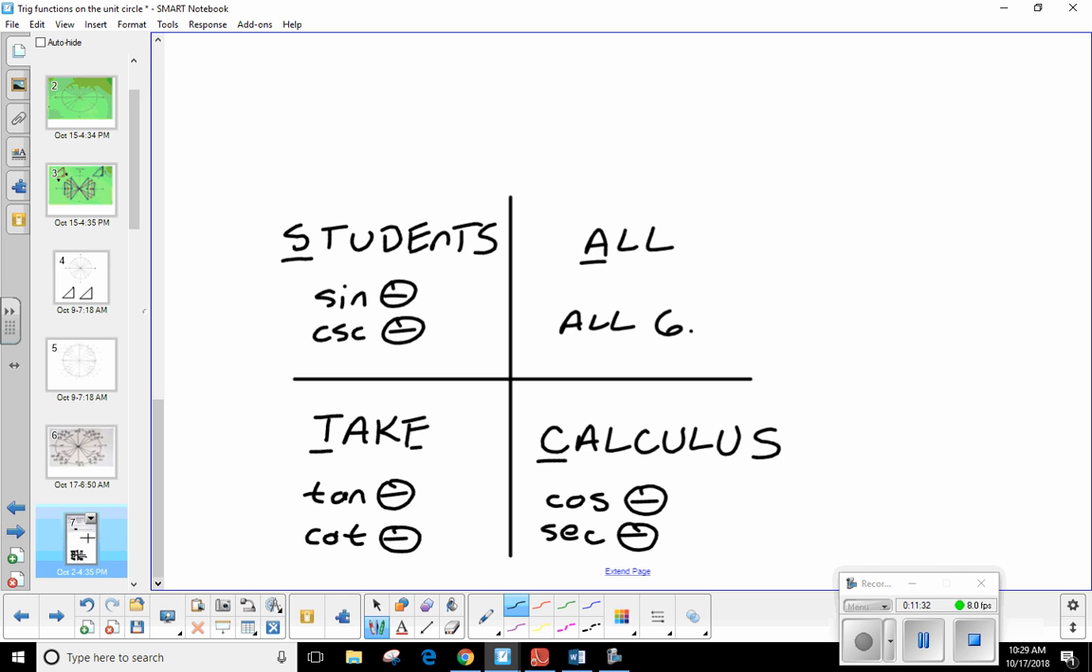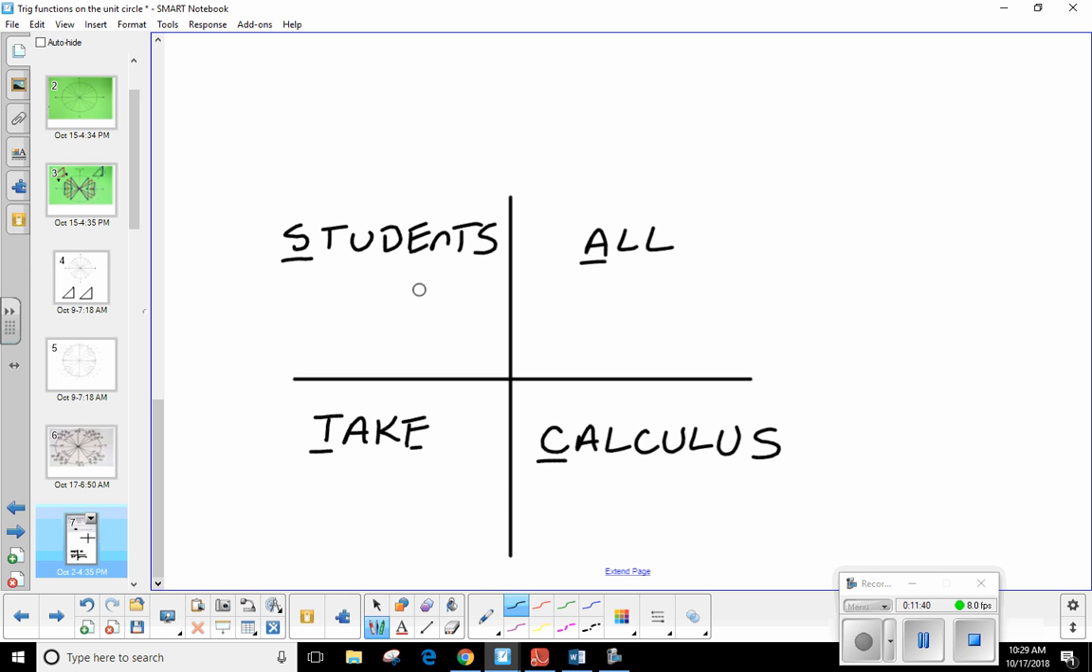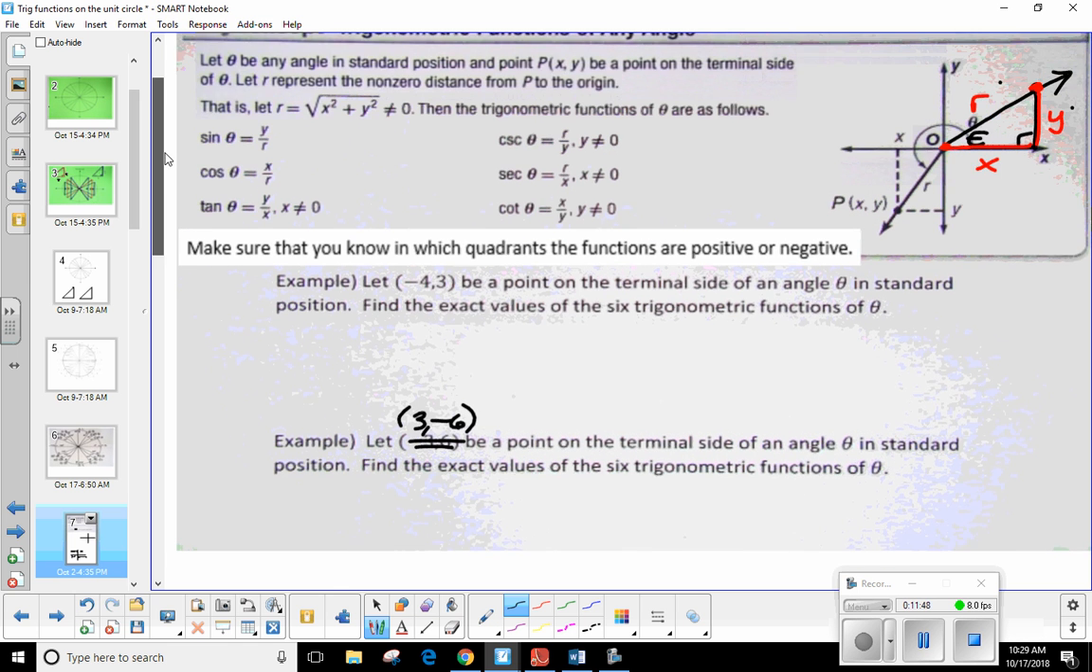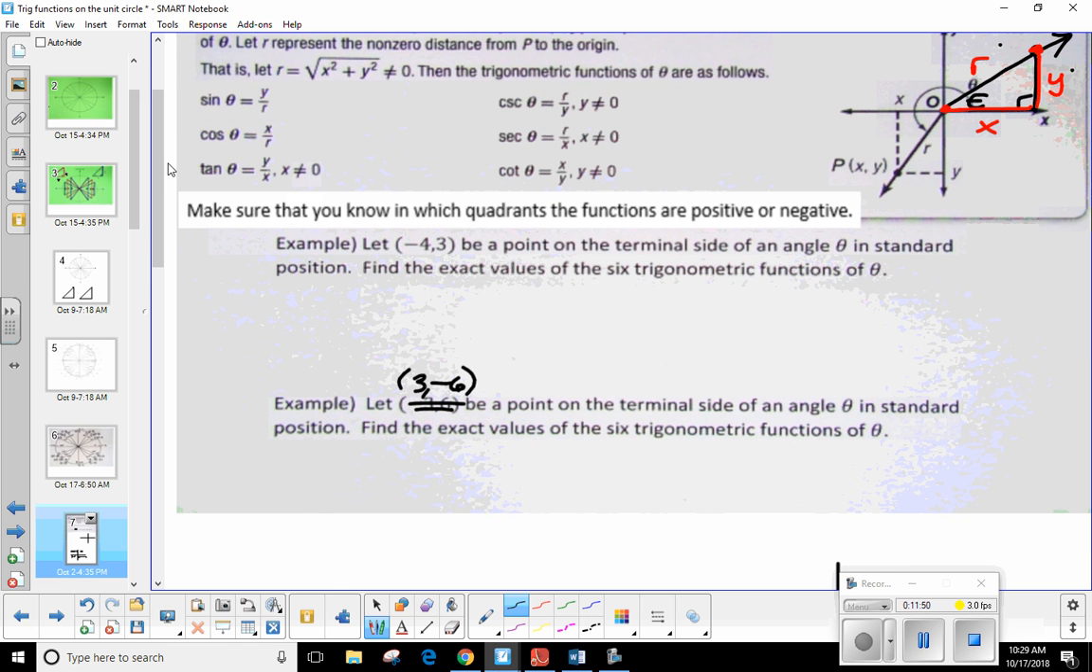Okay. So that'll help you determine, because a lot of the problems we're going to start to look at are going to be dependent on you trying to figure out where your terminal side is going to be. And you're going to use the sign of your functions to help you figure that out. It's almost like a little puzzle. Okay. So let's take a look at a problem.